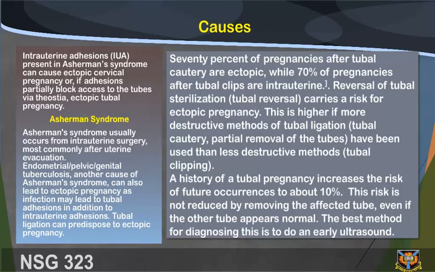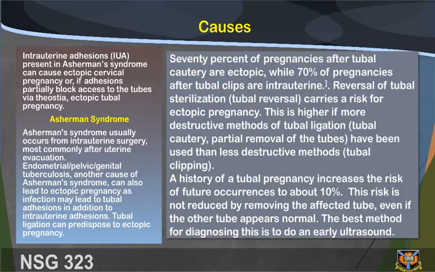Intrauterine adhesions (IUA) present in Asherman syndrome can cause ectopic cervical pregnancy, or if adhesions partially block access to the tubes, ectopic tubal pregnancy. Asherman syndrome usually occurs from intrauterine surgery, most commonly after uterine evacuation. Endometrial, pelvic, genital tuberculosis, another cause of Asherman syndrome, can also lead to ectopic pregnancy, as infection may lead to tubal adhesions in addition to intrauterine adhesions.